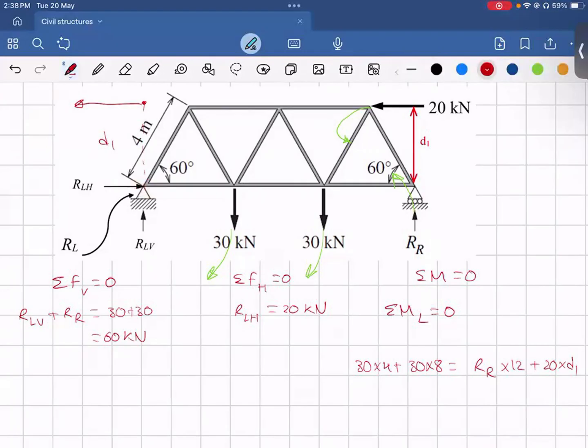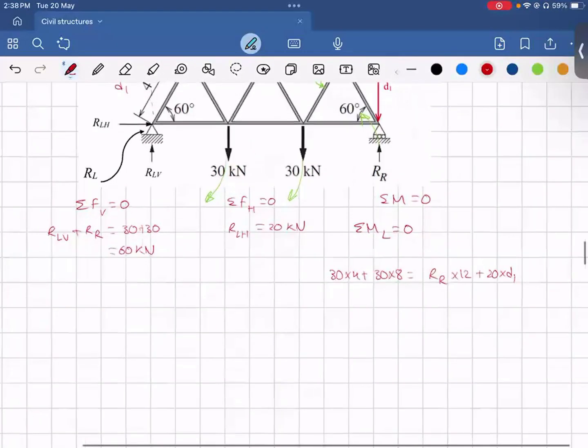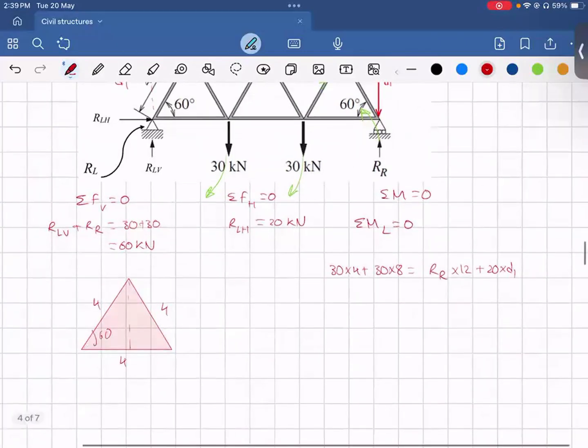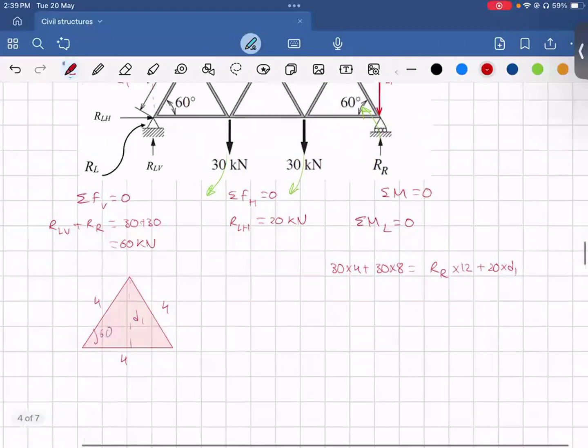So to determine D1, we can just apply basic trig or Pythagoras. So we know that we have an equilateral triangle like so, with each side being 4 meters, and then this is 60 degrees. So we can just do simply D1 like so.